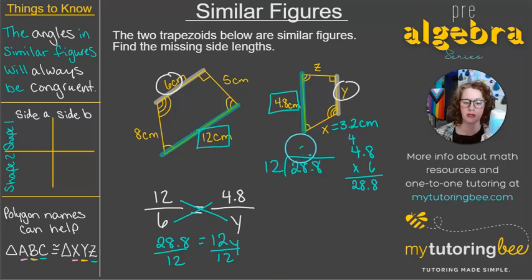12 can go into 28 twice. That gives us 24. When we subtract, bring down our 8, 12 can go into 48 4 times. So we get y equals 2.4. So we know that this one is 2.4 centimeters.